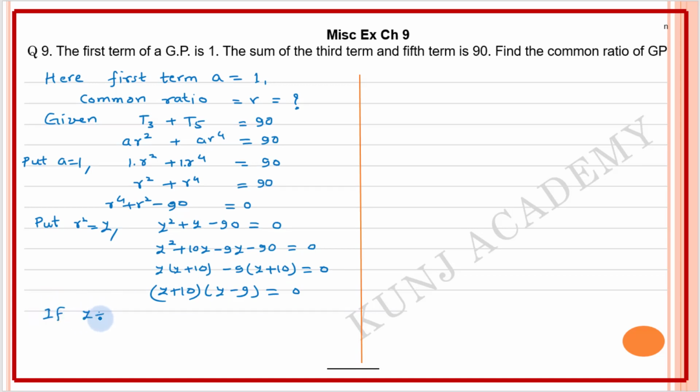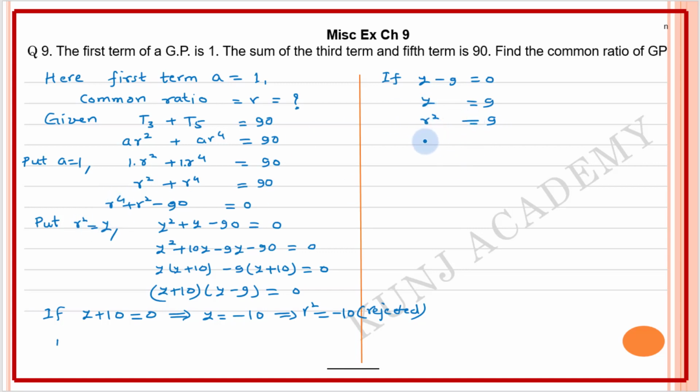If y + 10 = 0, then y = −10, or y is r^2 = −10. Impossible, rejected. If the second factor y − 9 = 0, then y = 9, or r^2 = 9. The value of y is r^2. r is equal to plus minus 3. Answer: common ratio is plus minus 3.